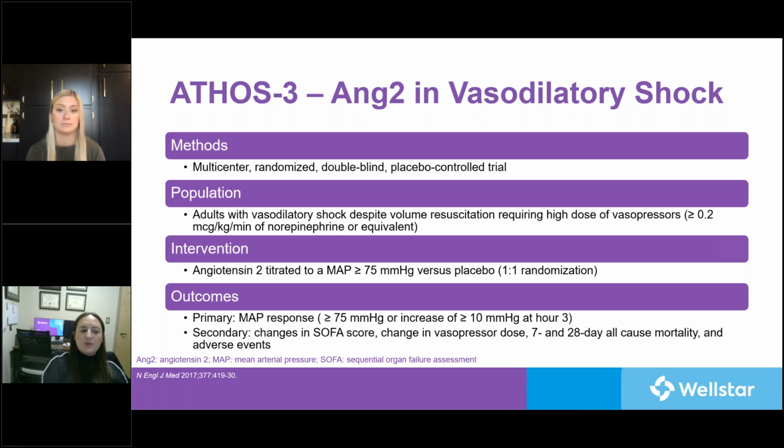The vast majority of these patients were actually septic shock patients, but there was a small subset of patients that were included that had vasodilatory shock after cardiac surgery. Patients received angiotensin II that was titrated to a MAP of 75 or greater compared to placebo. The primary outcome was a MAP response at 3 hours, and then some secondary outcomes were changes in SOFA score, in vasopressor dose, and then 7 and 28-day all-cause mortality.